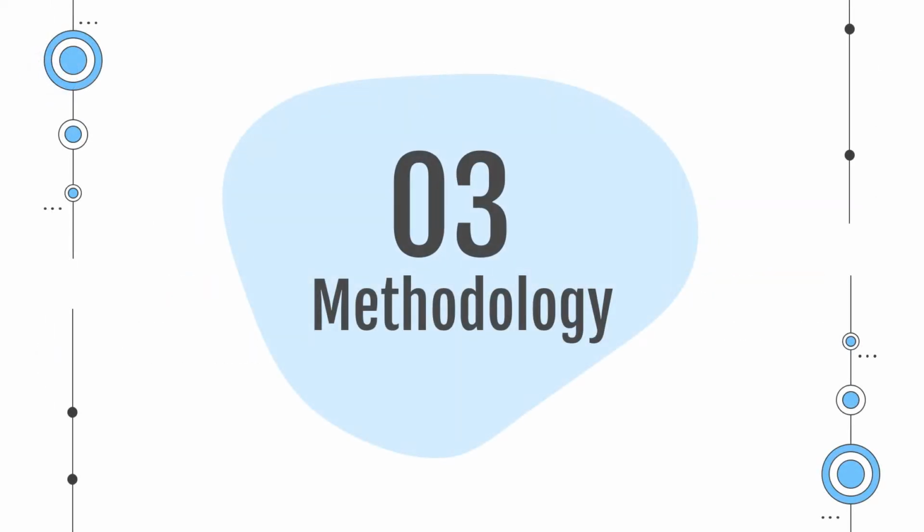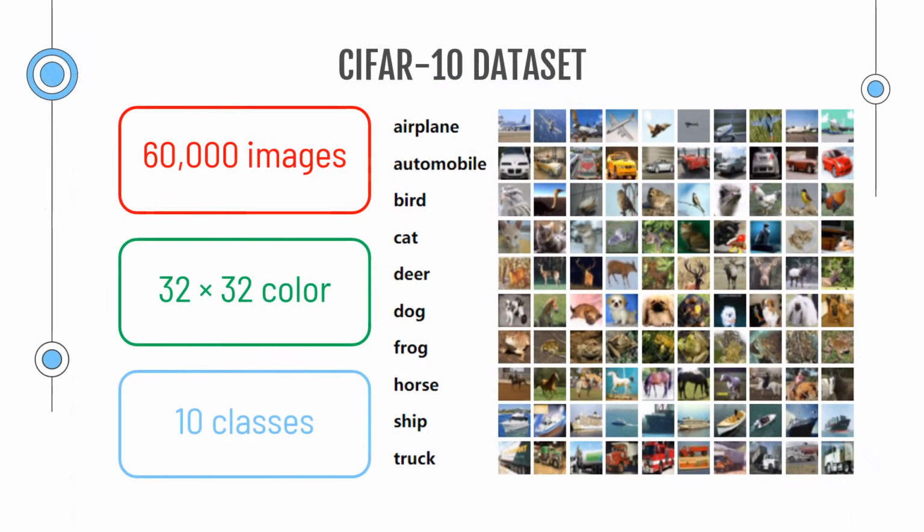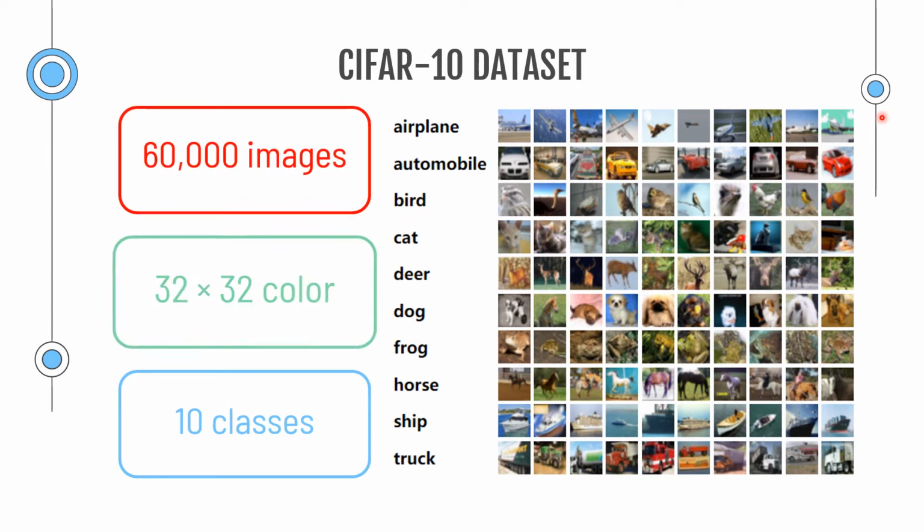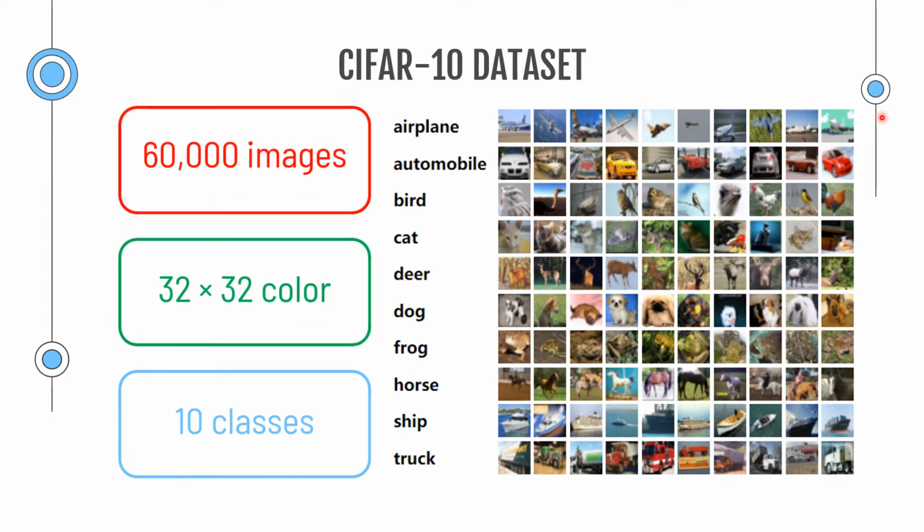Now, let me show you the details of how I've carried out my research. Previously in the objectives, I mentioned that I would use the CIFAR-10 dataset. Here, let me explain what it is. It is a dataset comprising of 60,000 color images that are 32 by 32 pixels in size. There are 10 classes in this dataset which are written here. You can also see some of the example images shown here.